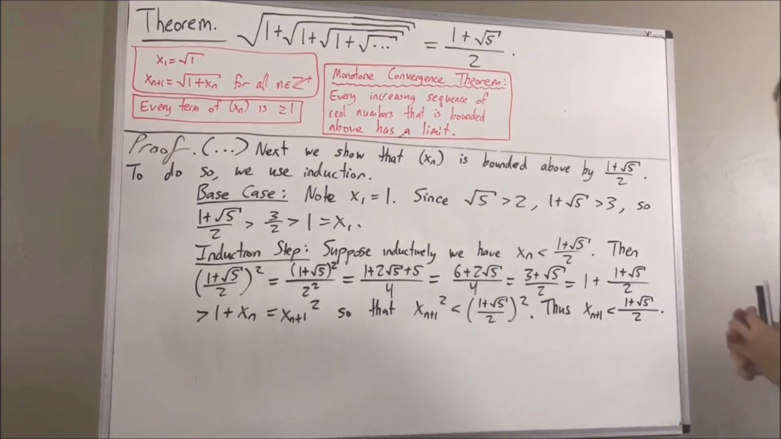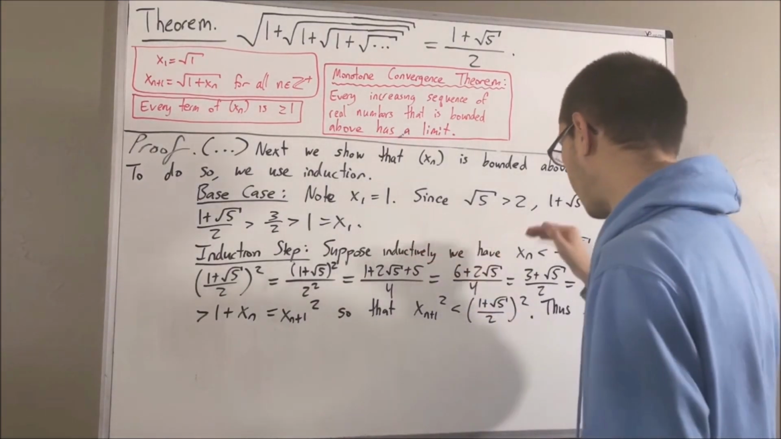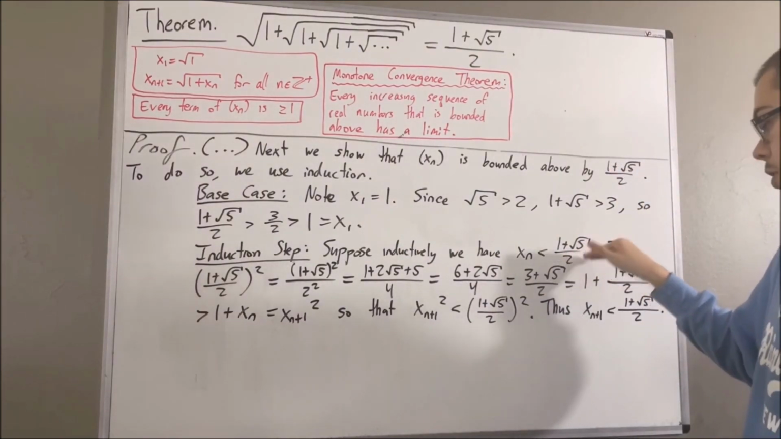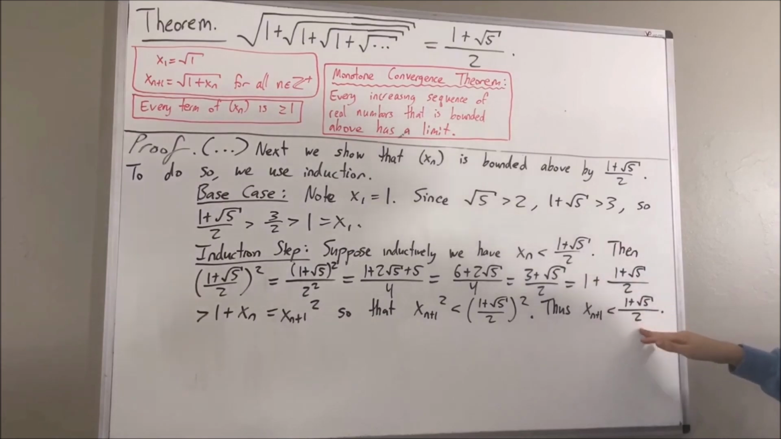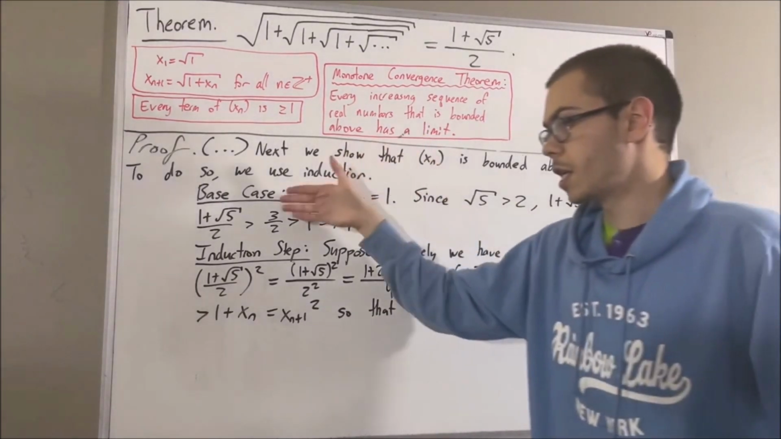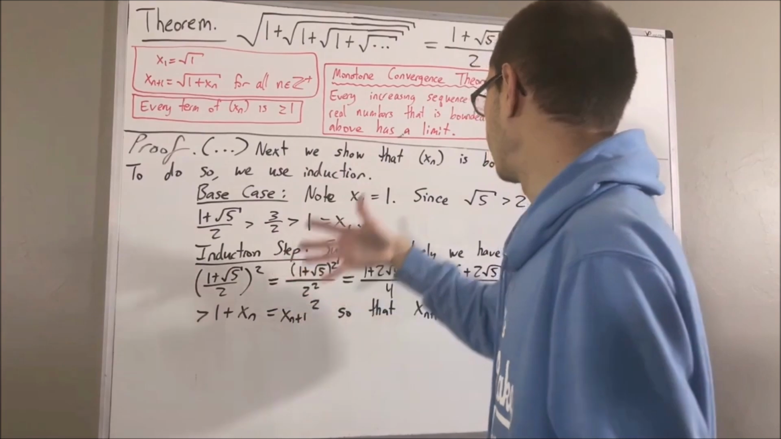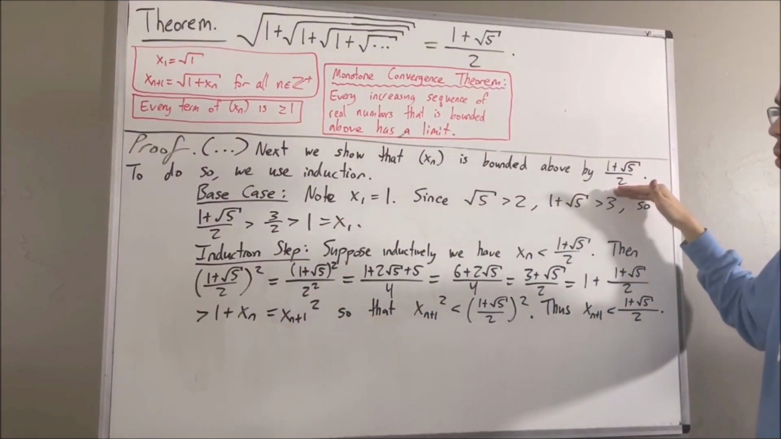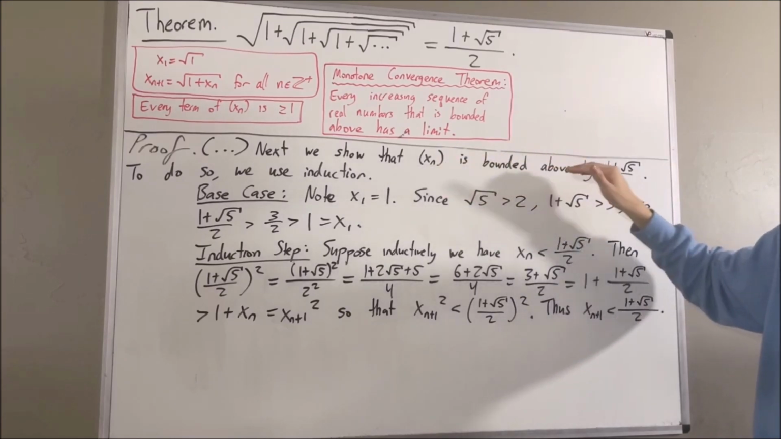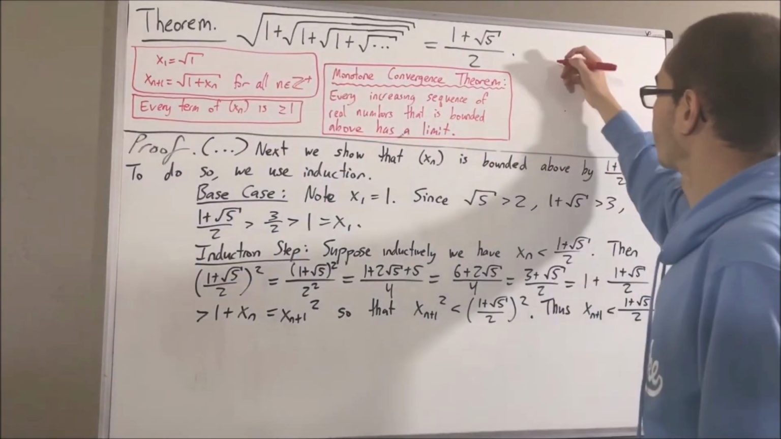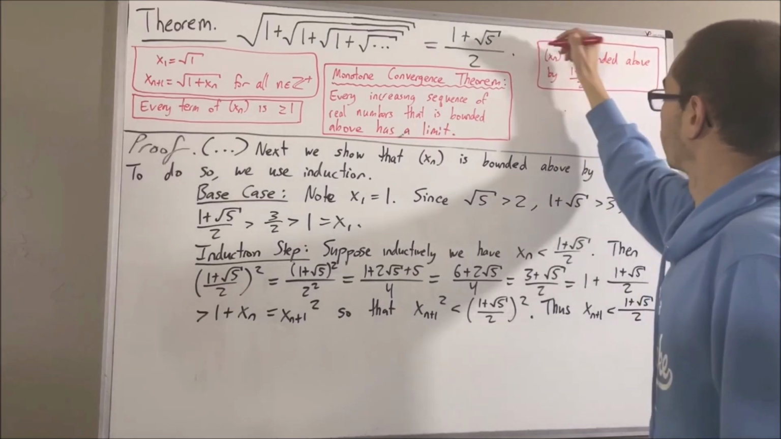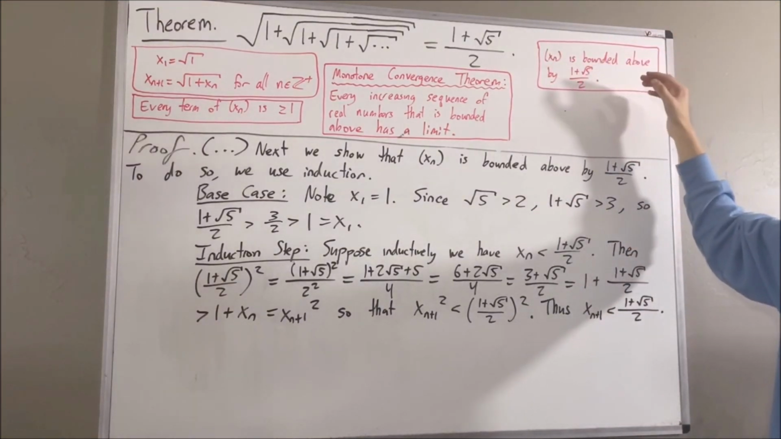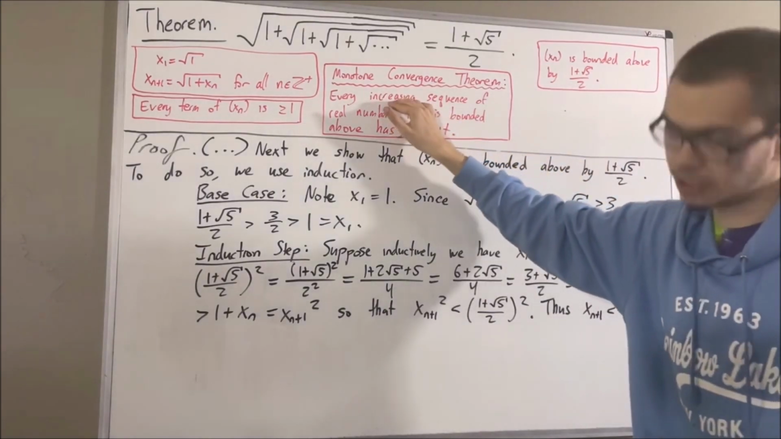So, putting this together, we supposed inductively that we have a term in our sequence that is less than the golden ratio. From there, we were able to show that the next term must be less than the golden ratio. And so what this induction argument tells us is that every term in our sequence is less than the golden ratio. So indeed, our sequence is bounded above by the golden ratio. So we've shown that our sequence is bounded above. Now all that's left to show is that our sequence is increasing.